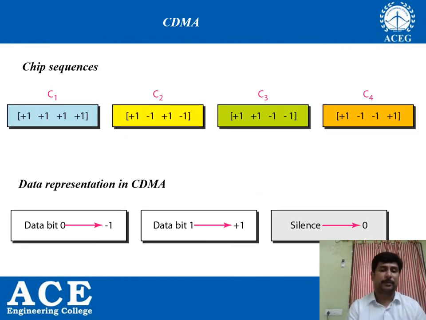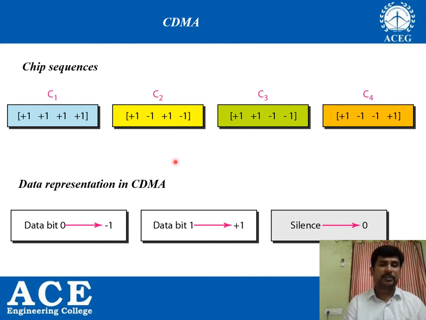Let us take an example to understand the working principle of CDMA. For instance, four devices are given four different codes, which we are representing as chip sequences. For the first device, C1, the code is plus 1 plus 1 plus 1 plus 1. For the second device, the code used is plus 1 minus 1 plus 1 minus 1. C3 is plus 1 plus 1 minus 1 minus 1. And C4 is plus 1 minus 1 minus 1 plus 1. All four codes are different.